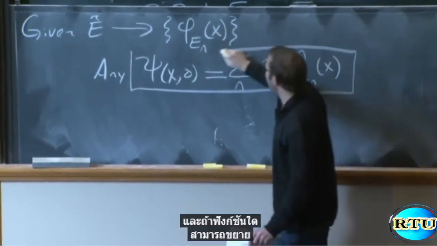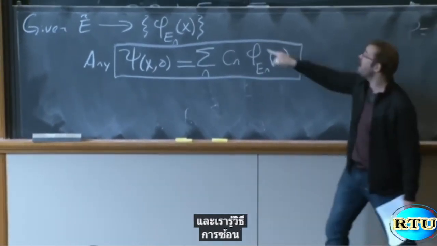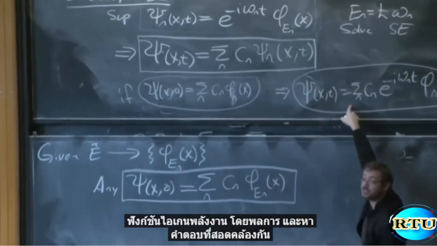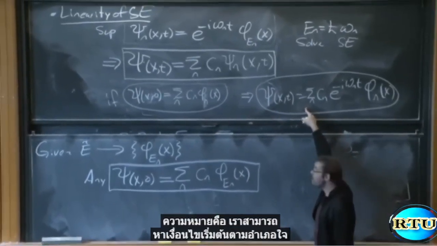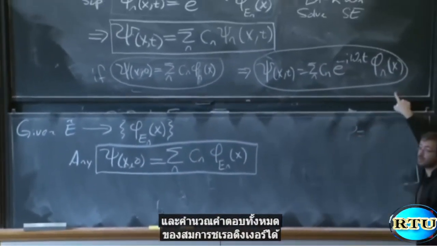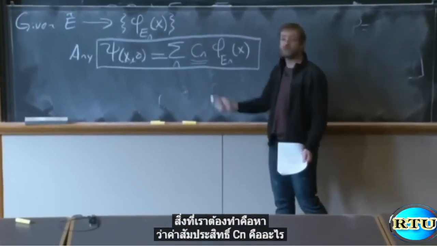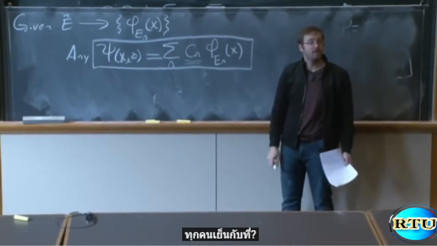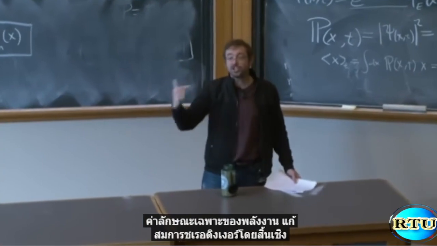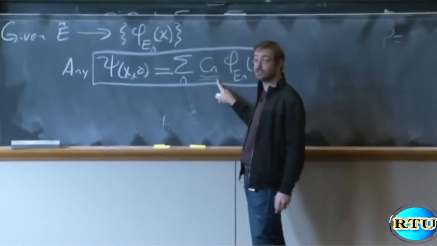And if any function can be expanded as a superposition of energy eigenfunctions, and we know how to take an arbitrary superposition of energy eigenfunctions and find the corresponding solution to the Schrodinger equation, what this means is we can take an arbitrary initial condition and compute the full solution of the Schrodinger equation. All we have to do is figure out what these coefficients c_n are. Everyone cool with that? So we have thus, using superposition and energy eigenvalues, totally solved the Schrodinger equation and reduced it to the problem of finding these expansion coefficients.